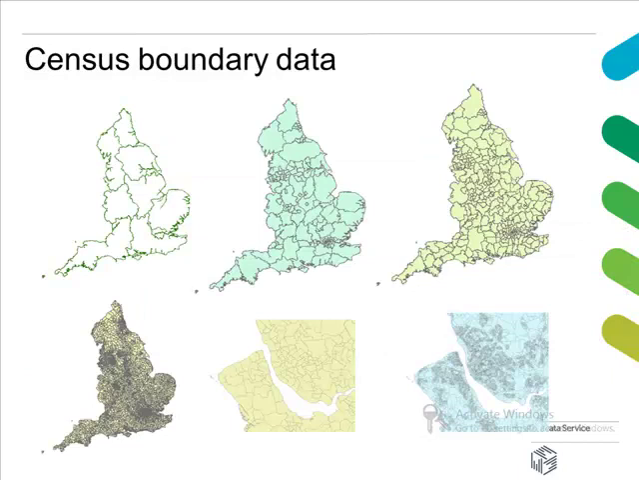Okay, so another output we have is census boundary data. I've already said that census data comes at lots of different geographical levels, and here's just some of them represented here. Now, if you have a little bit of GIS experience on the software, you can download these boundaries and create maps just like this. But the boundary data becomes a lot more interesting once you mix it in with the aggregate data, for instance.